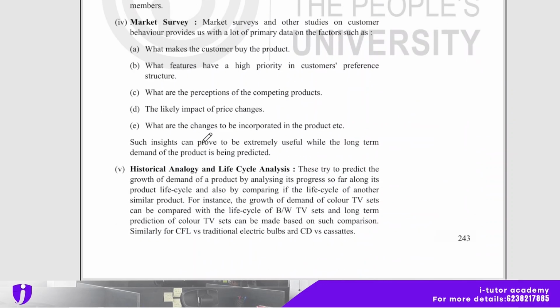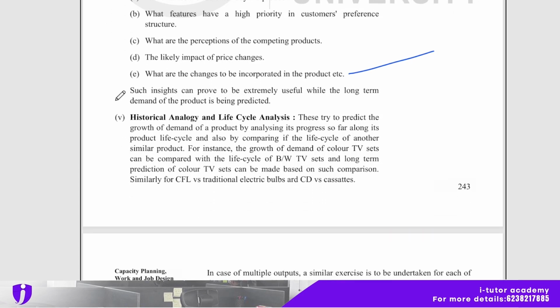Next is market survey. Market surveys and other studies on customer behavior provide us with a lot of primary data on factors such as what makes the customer buy the product, what features have a high priority in the customer preference structure, what the perceptions of the competing products are, the likely impact of price change, and what changes are to be incorporated in the product, etc. Such insight can prove to be extremely useful while the long-term demand of the product is being predicted.